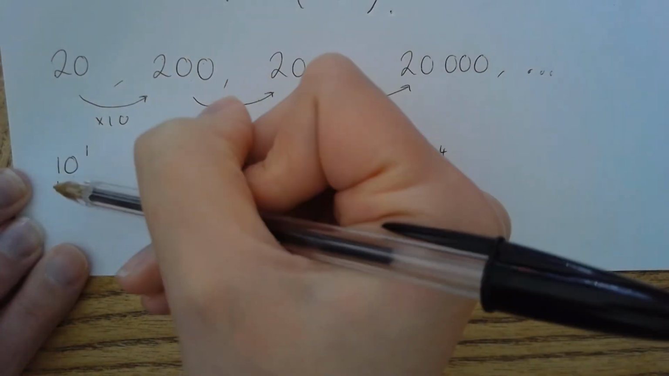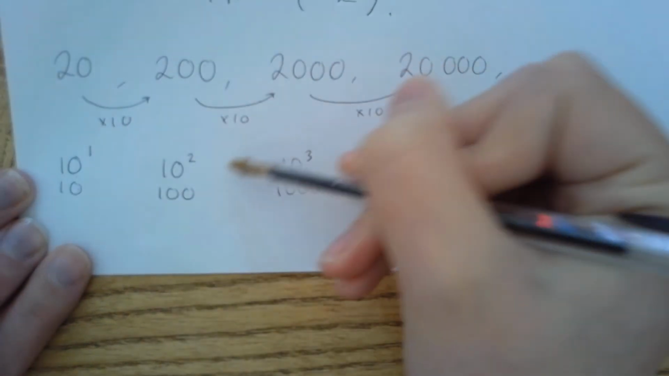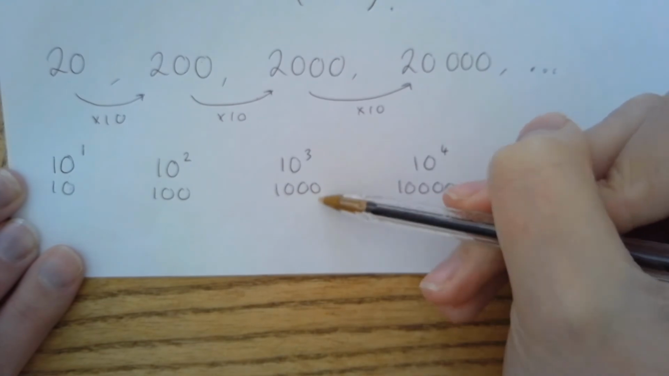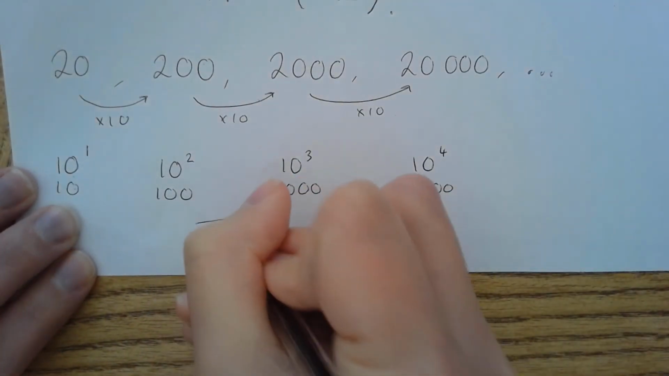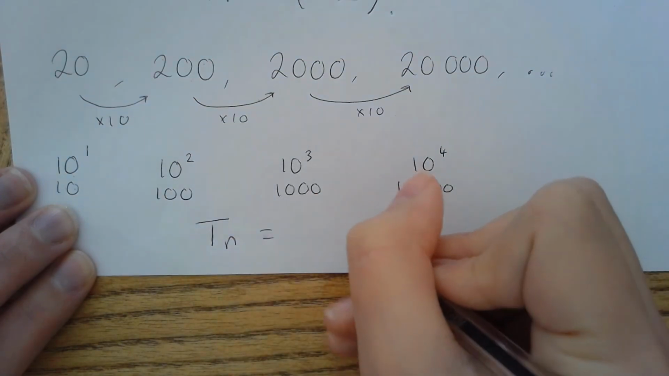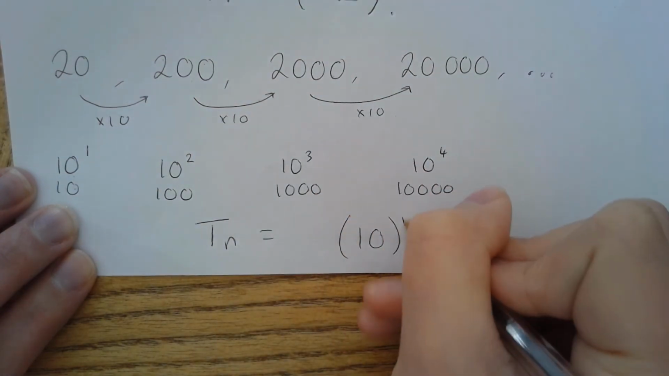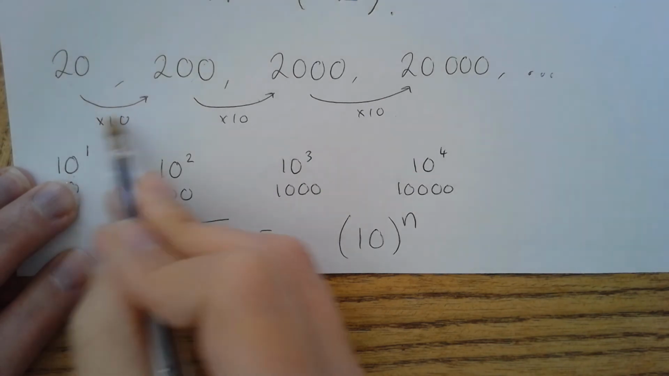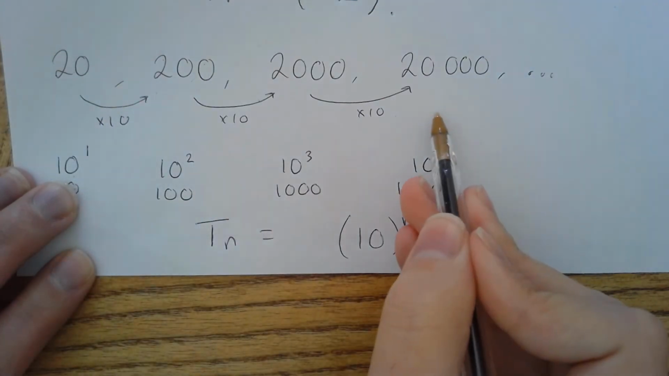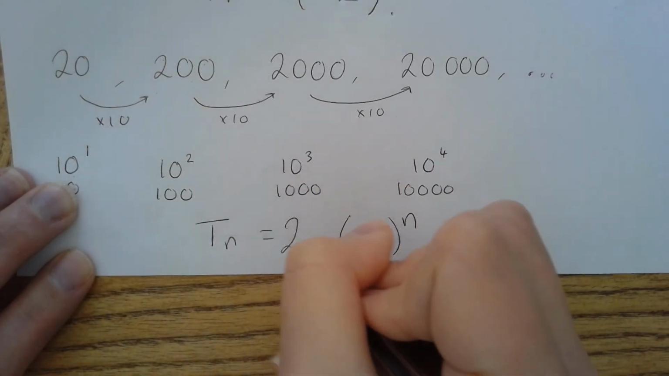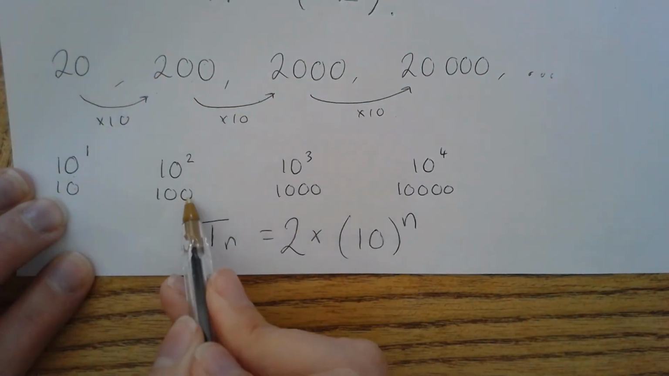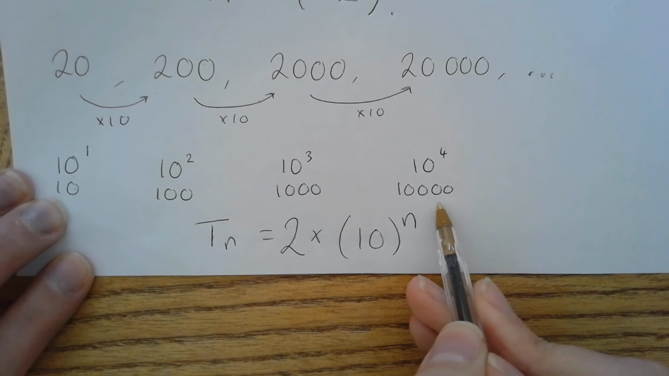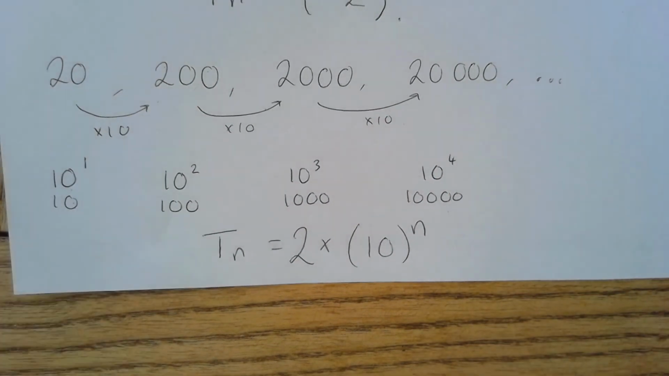So think about how I get from 10 to 20, 100 to 200, 1000 to 2000. I'm timesing everything by 2. So all I write this time is 10 to the power of n, because I'm timesing by 10, times by 10, times by 10, but I'm also multiplying everything by 2, because I need to get from 10 to 20, 100 to 200, 1000 to 2000, 10,000 to 20,000.